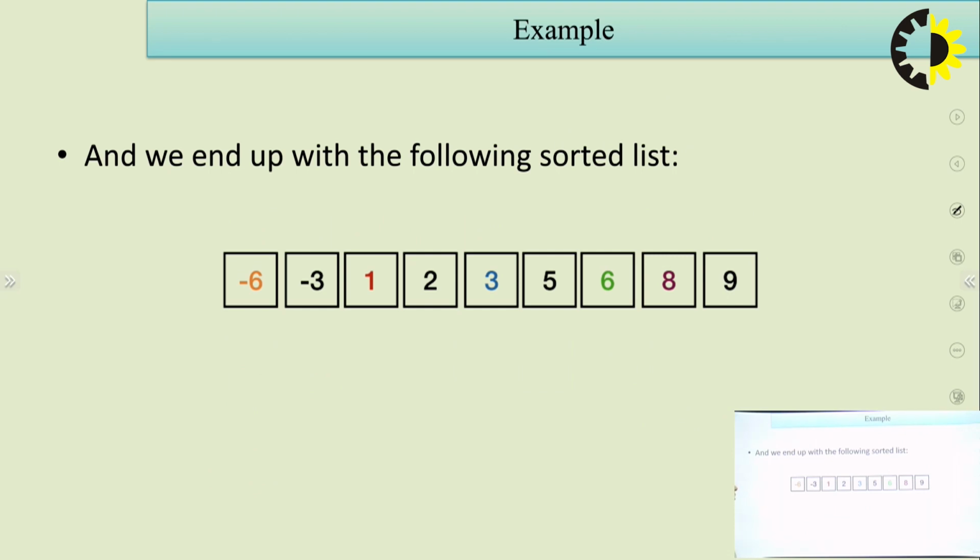So finally our data is in this form: minus 6, minus 3, 1, 2, 3, 5, 6, 8 and 9, which is in ascending order, meaning in sorted fashion.